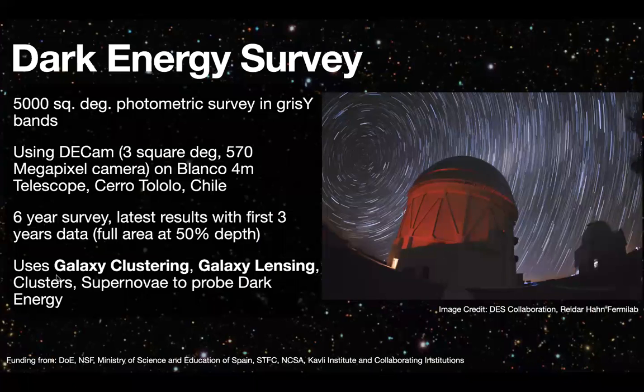And the survey overall is using galaxy clustering, galaxy lensing, the counts of galaxy clusters, and supernovae. It has all 4 of these cosmological probes to measure dark energy parameters. And the 2 that I'm focusing on today are the galaxy clustering and galaxy lensing parts that I've worked on.